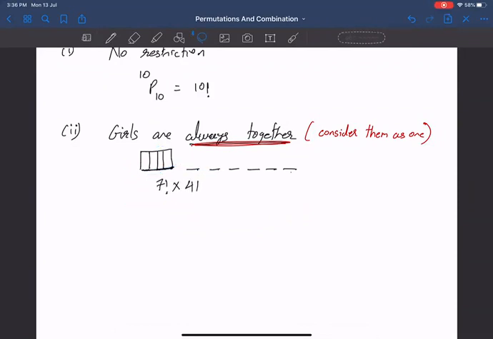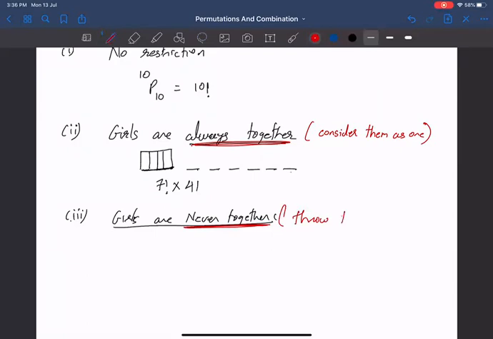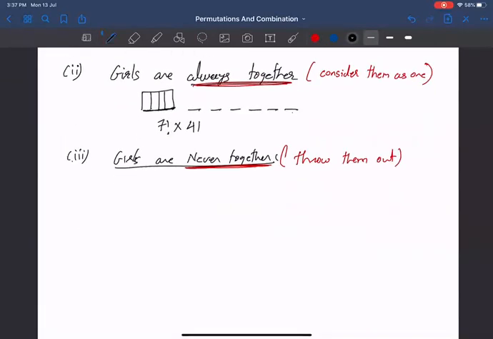Okay. Now, the third part, we call it girls are never together. Girls are not shy anymore. So girls are never together. Remember this. We call this a special type, never together. So what do we do in it? Never together means throw them out. Not literally, but mathematically, to solve the problem.